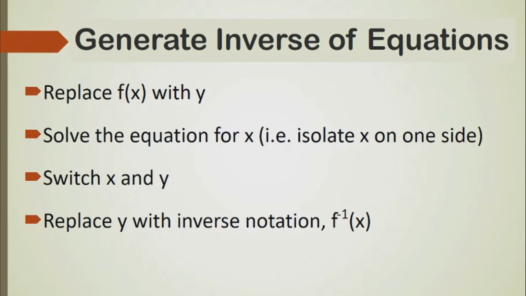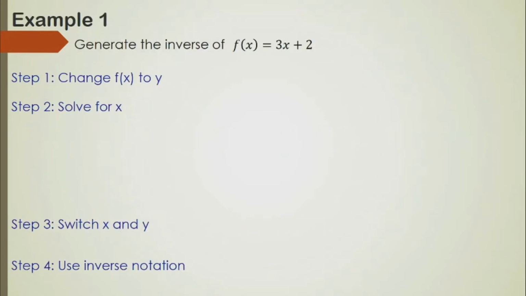So the first is to replace the f of x with y. You need to solve the equation for x, switch the x and y, then replace the y with the inverse notation. So in this first example, we are asked to generate the inverse of f of x equals 3x plus 2. So we need to replace the f of x with y in the first step. So y equals 3x plus 2.